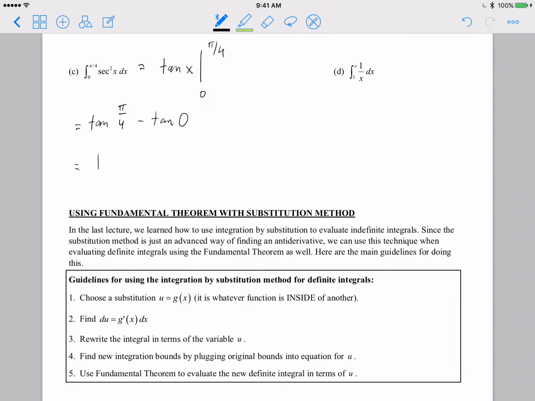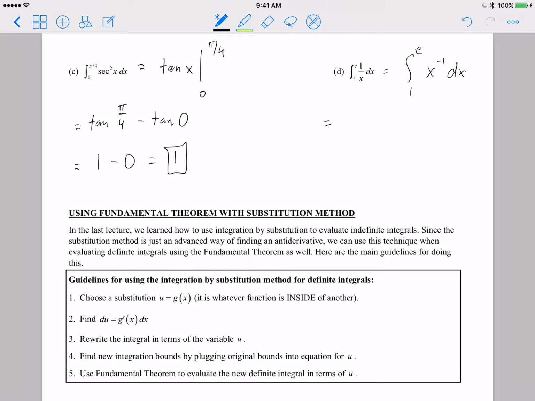Tangent of pi over 4 is 1. Tangent of 0 is 0, and so the answer to that definite integral is just 1. Okay, part D, the integral from 1 to e of 1 over x dx. You should hopefully recognize this as being the same thing as x to the negative 1 dx. And if I try to bump that up and divide, I'm not able to do it because it increases to 0 and I can't divide by 0.